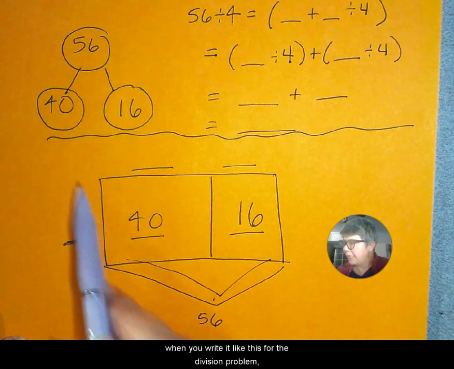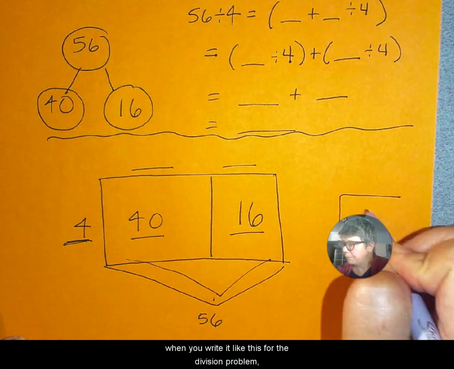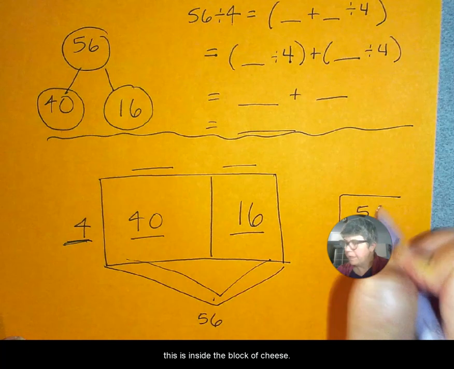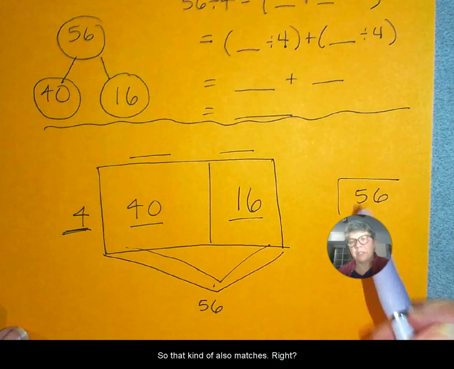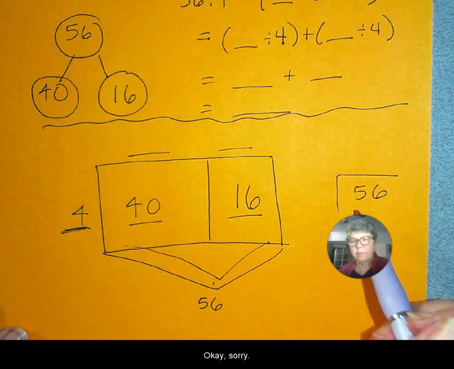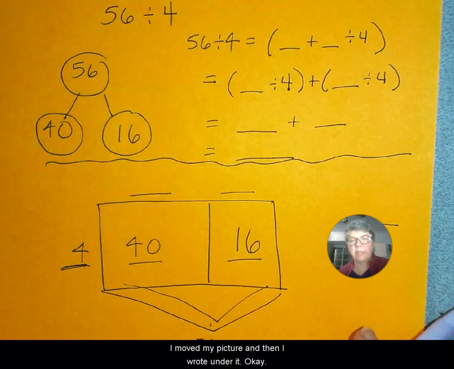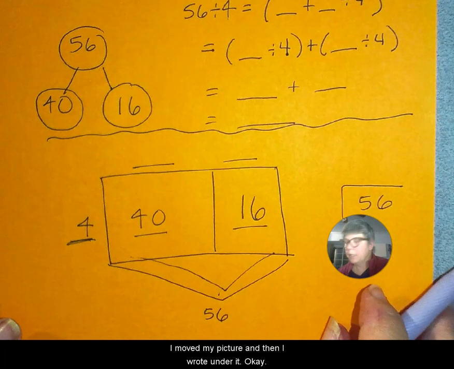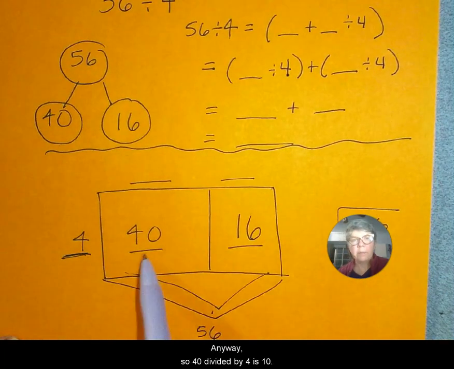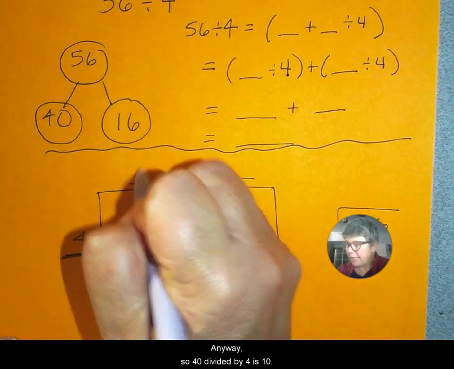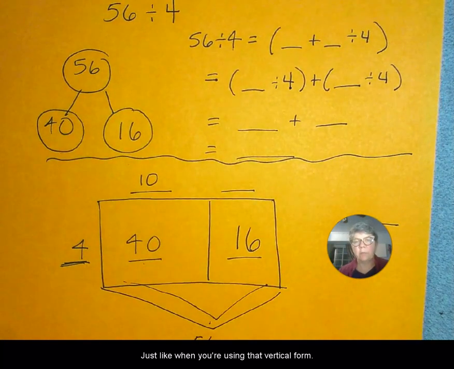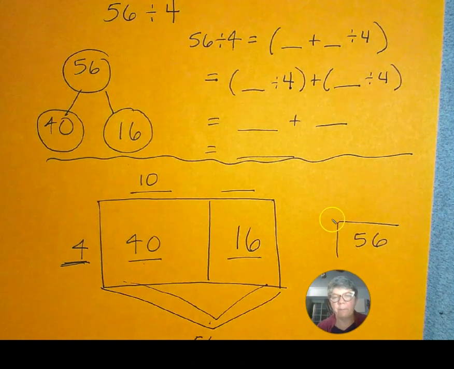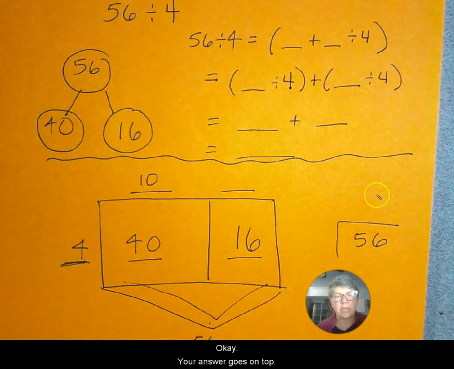Also, you know when you write it like this for the division problem? This is inside the block of cheese. So that kind of also matches, right? Okay? Sorry, I moved my picture and then I wrote under it. Okay, anyway, so 40 divided by 4 is 10. So my answer is going on top, just like when you're using that vertical form. Okay, your answer goes on top.